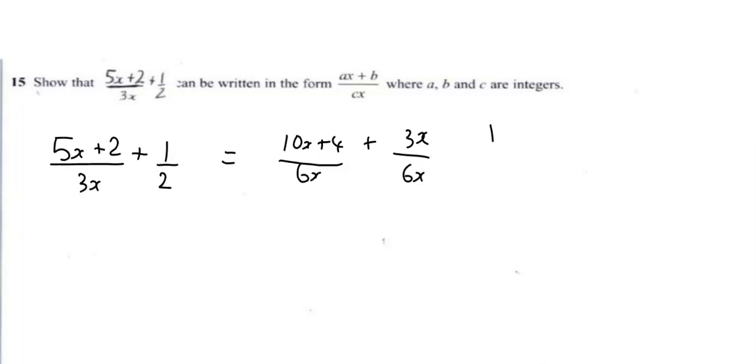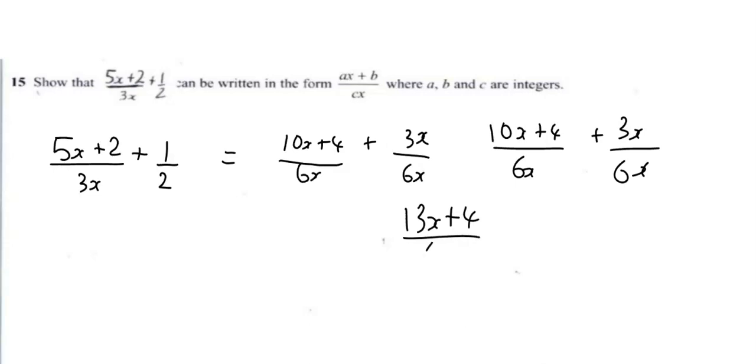Let's write that a bit neater. 10x plus 4 over 6x plus 3x over 6x. So 10x plus 3x is 13x, so I get 13x plus 4, 6x off the bottom, and I am done.